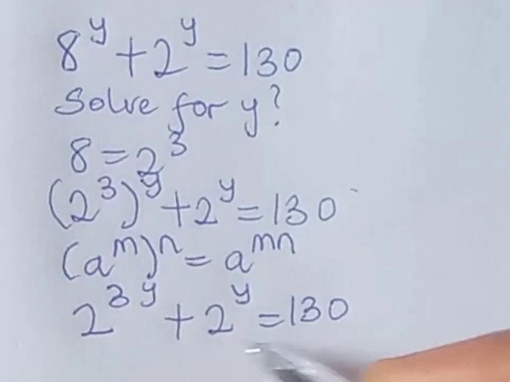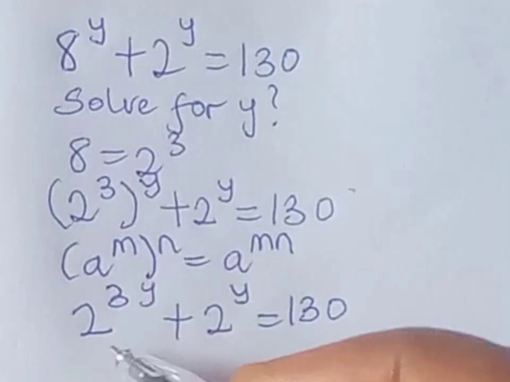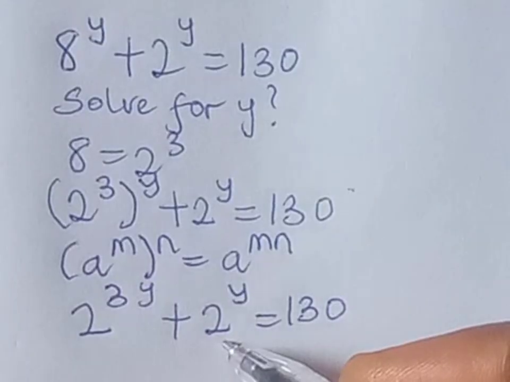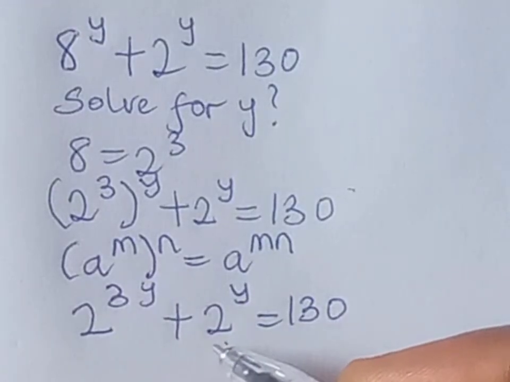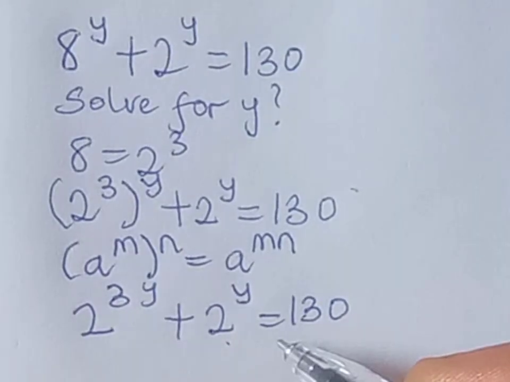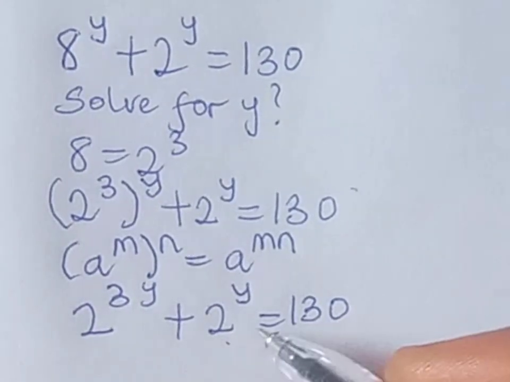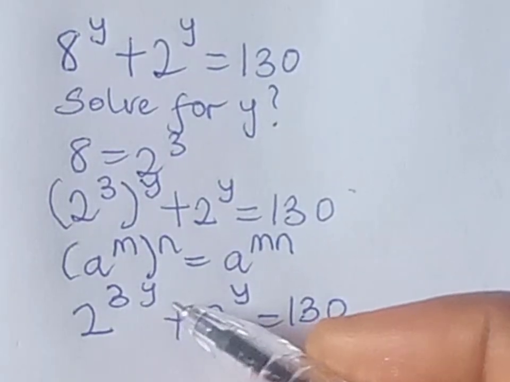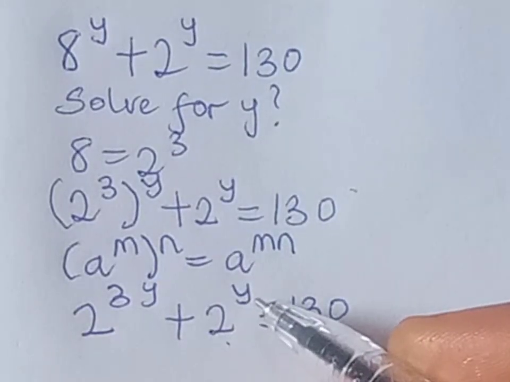Now you can see that everything is within the same base. We now have base 2 and base 2 here as well, unlike when we started, when we had base 8 here and base 2 here. Looking at this equation is still difficult because it contains 2 raised to the power of 3y and 2 raised to the power of y.